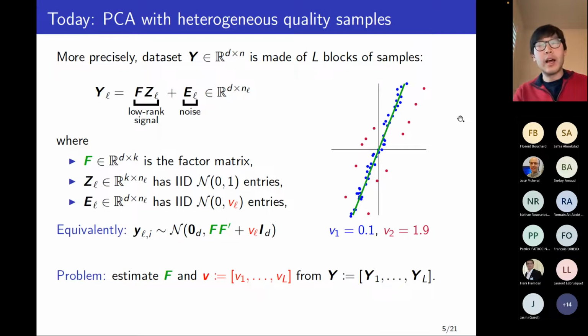So today, our focus is going to be on PCA with heterogeneous quality samples. Okay, and so more precisely, we're going to imagine there is a data set. I'm going to denote it by matrix Y, which is D by N. So we have D-dimensional data, and we have N samples of them. We're going to imagine that it's made of L blocks of samples, where each block is where the heterogeneous quality comes from. So for example, if we had L different sensors, that's what you could imagine here as being the blocks.